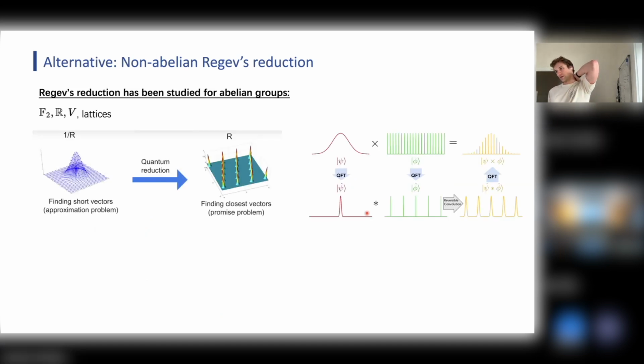For people who have studied this before, another way of seeing what we do is that we generalize what's called Regev's reduction from the abelian setting to the non-abelian setting. If you've read the DQI paper, the core underlying primitive that gives rise to these quantum speedups is what's called Regev's reduction, which has so far been exclusively studied for abelian groups. In fact, it's usually studied over lattices, which are special cases. And it's a quantum reduction between two lattice problems.